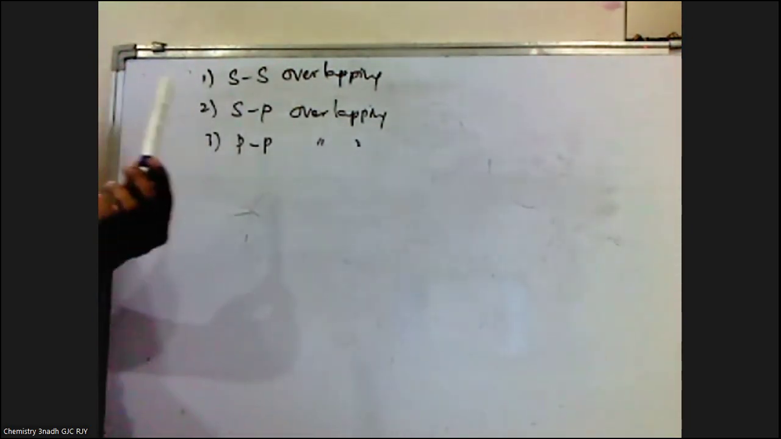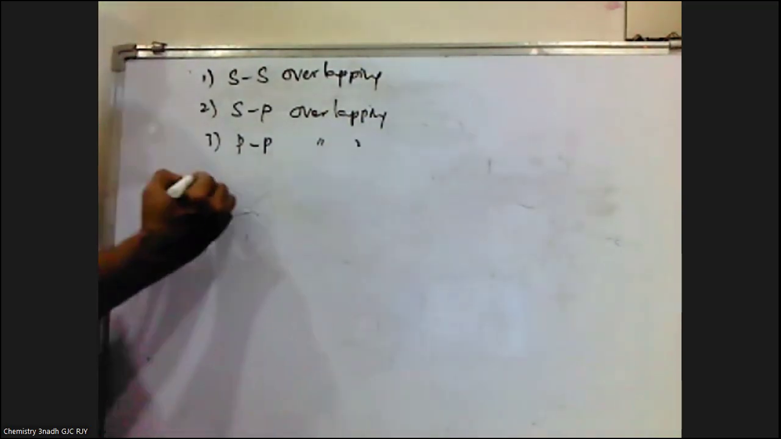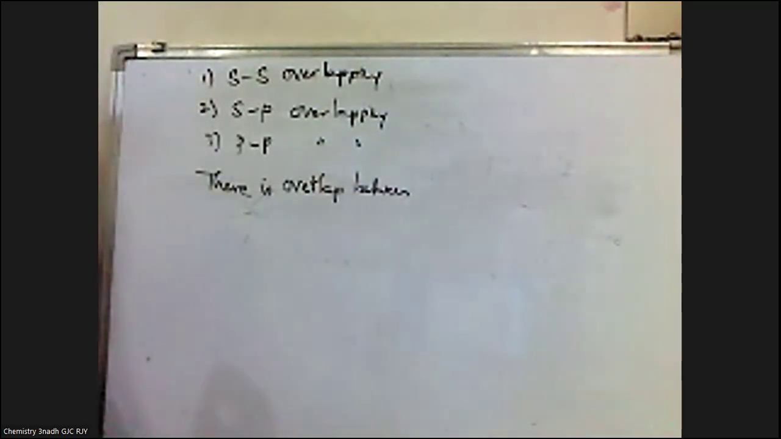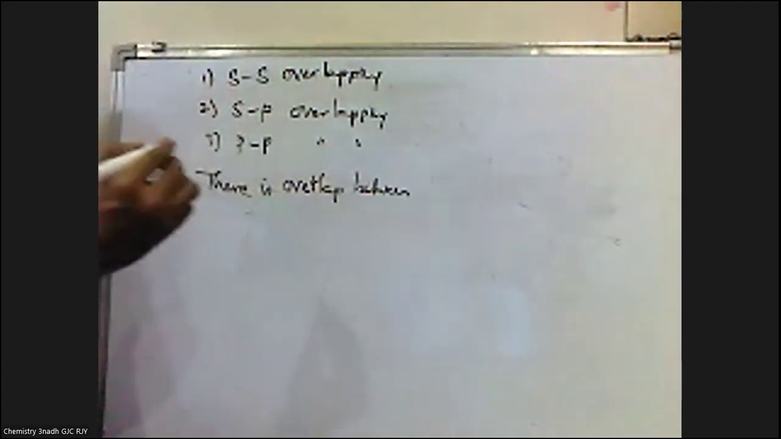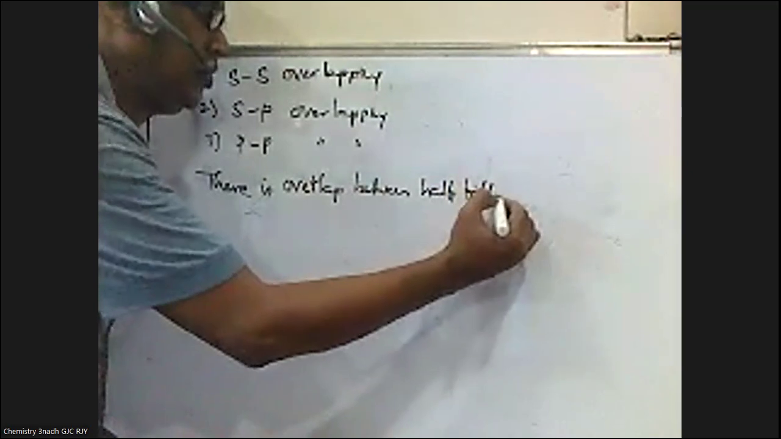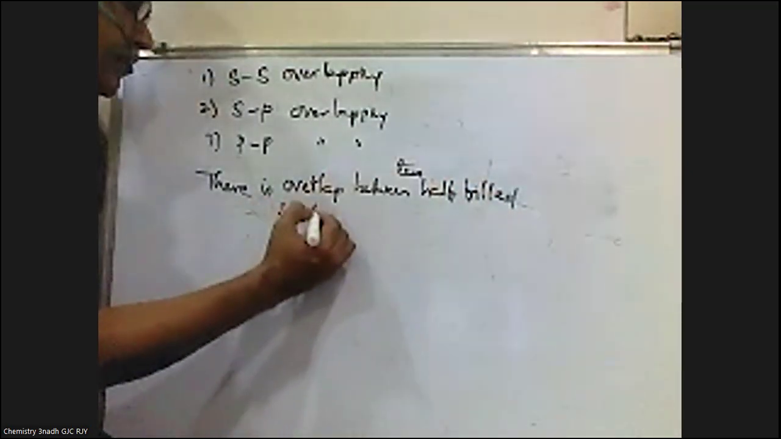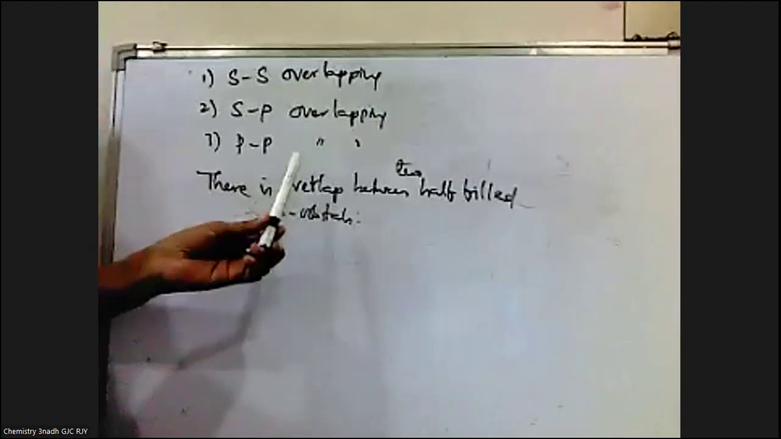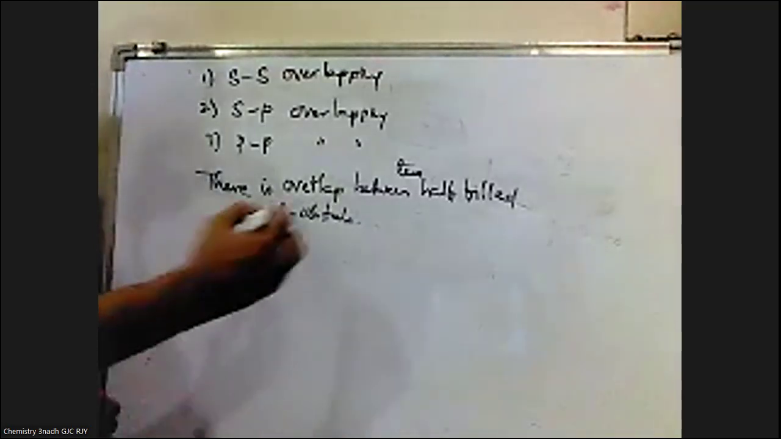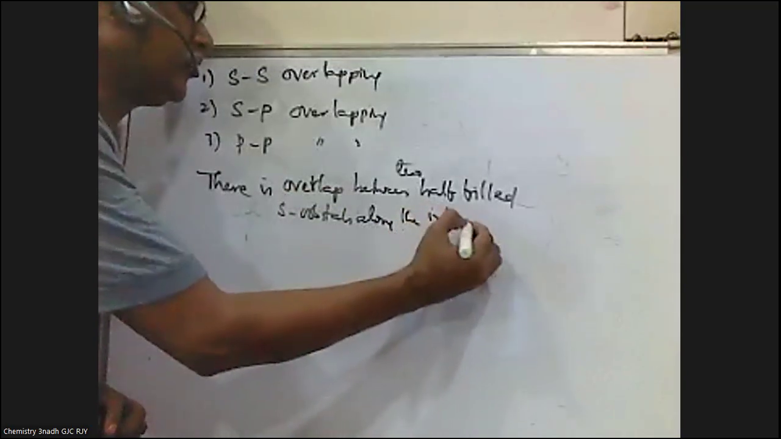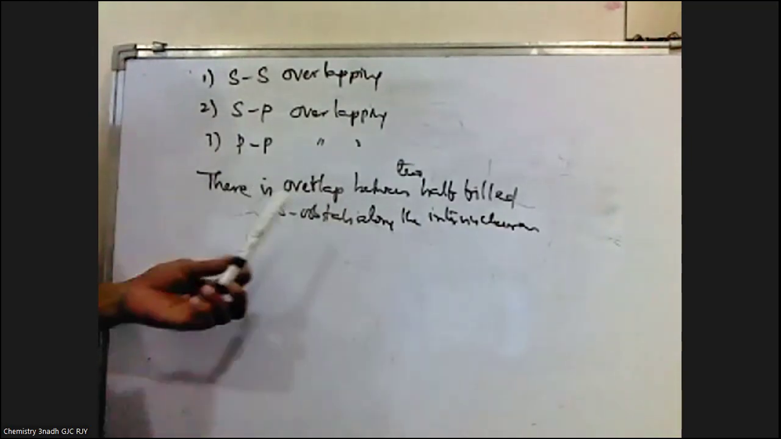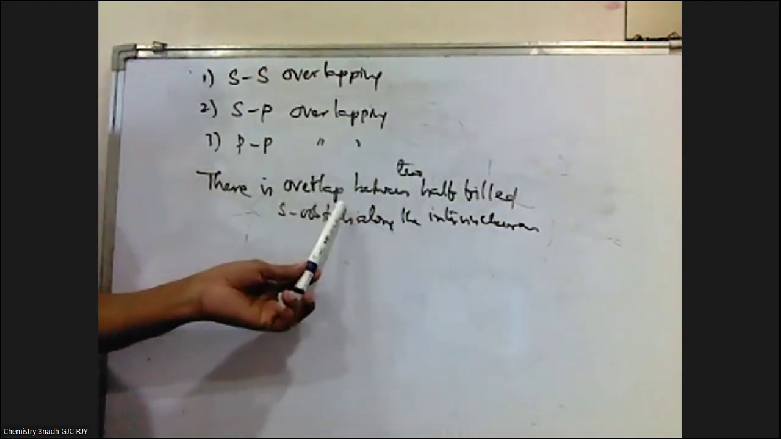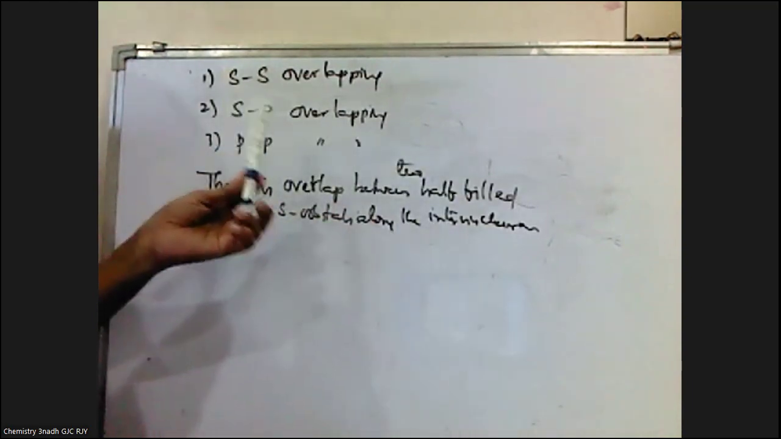Now, what is SS overlapping? There is an overlap between two half filled s orbitals along the internuclear axis. This type of overlapping we call the SS overlapping. So a half filled s atomic orbital overlapping with another half filled s atomic orbital is called SS overlapping.